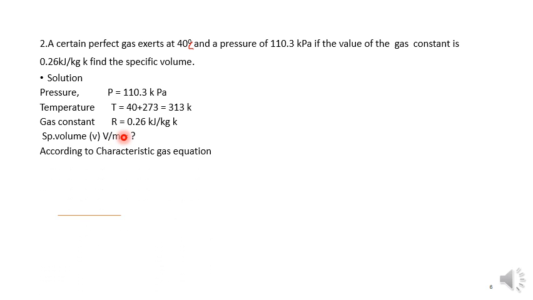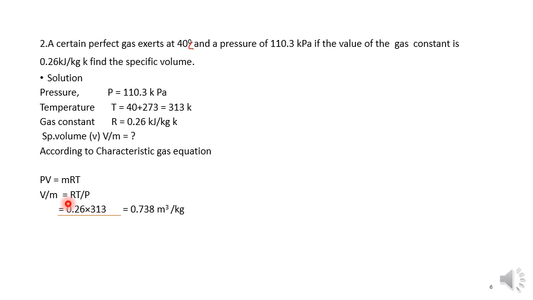According to the characteristic gas equation, PV is equal to MRT. In the problem they asked to calculate the specific volume. So before substituting all the values, I am bringing the M to the left hand side and the P to the right hand side. It becomes V by M is equal to RT by P.